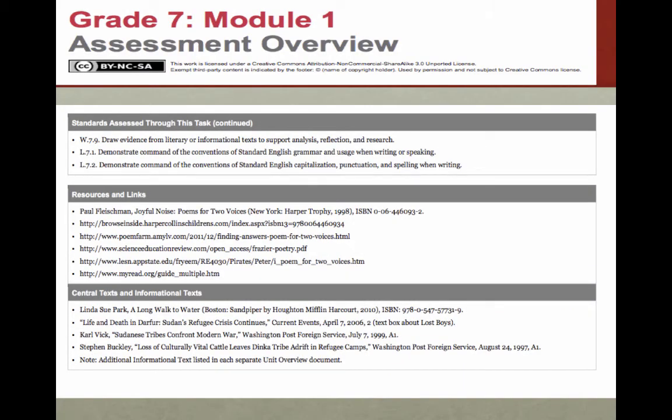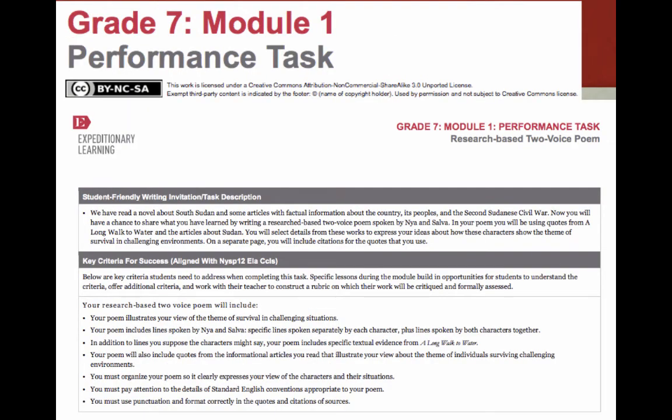The resources and links needed to complete this performance task are listed next. The central texts and informational texts associated are then listed. Next are the student-friendly writing invitation or task description, an example of the details and directions that you would give to students for this performance task. Lastly, on this page are the key criteria for success, i.e., what students need to include and what they will be graded on in this performance task.